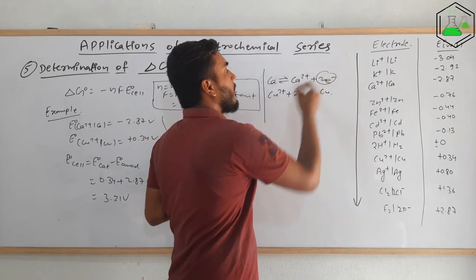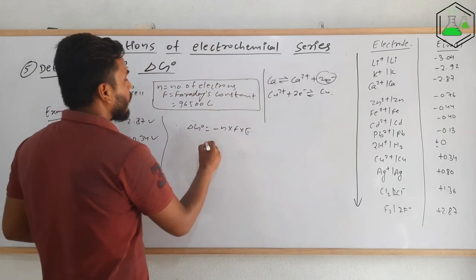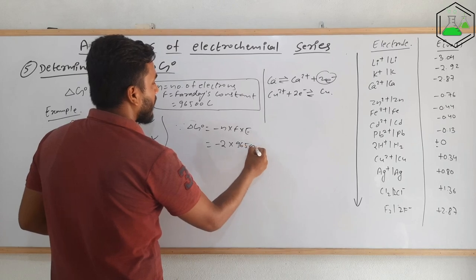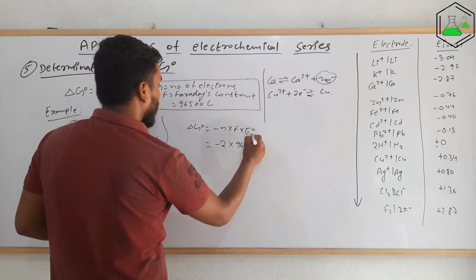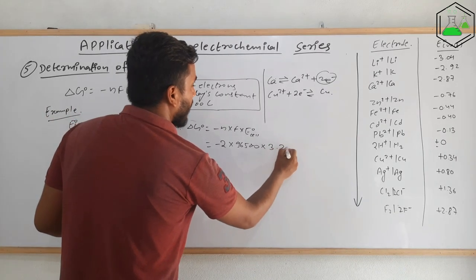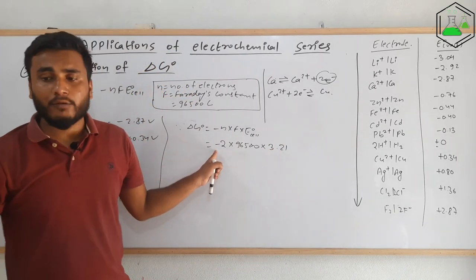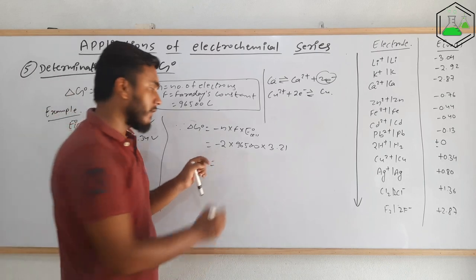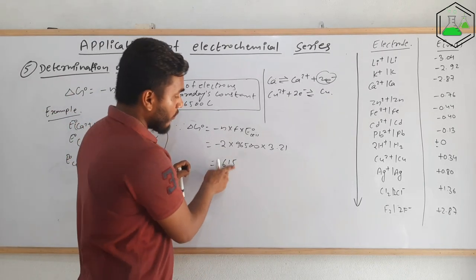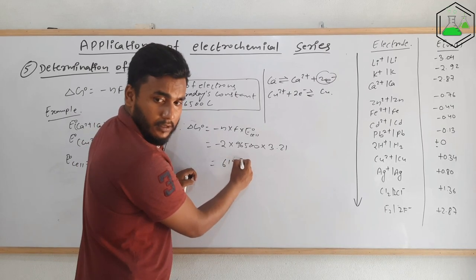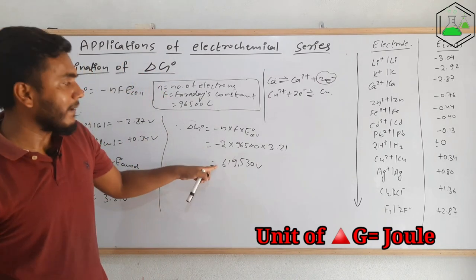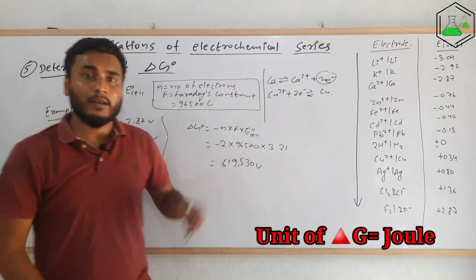There are 2 electrons being migrated. So in place of n, we need to put 2. So it will be minus 2 into F, which means 96500, into E naught cell. Sorry, E naught cell means how much? 3.21. And if we put these values in the calculator, then we will get 619530. So we get this value when we put these in the calculator.